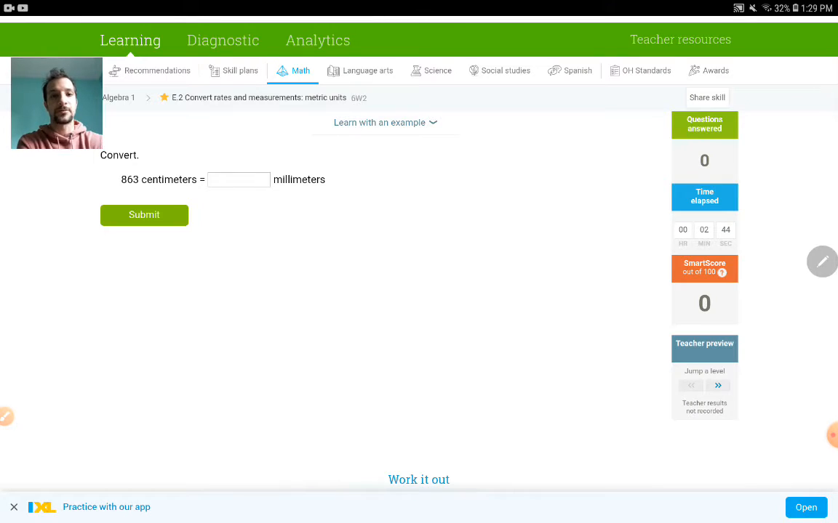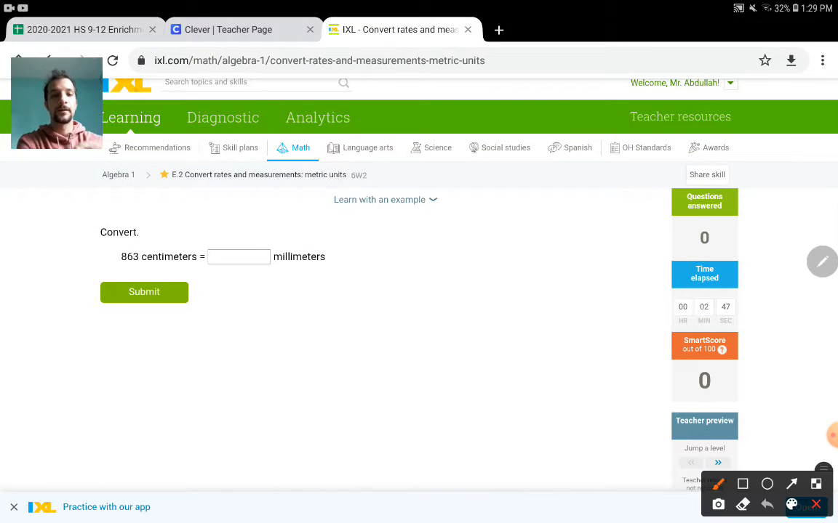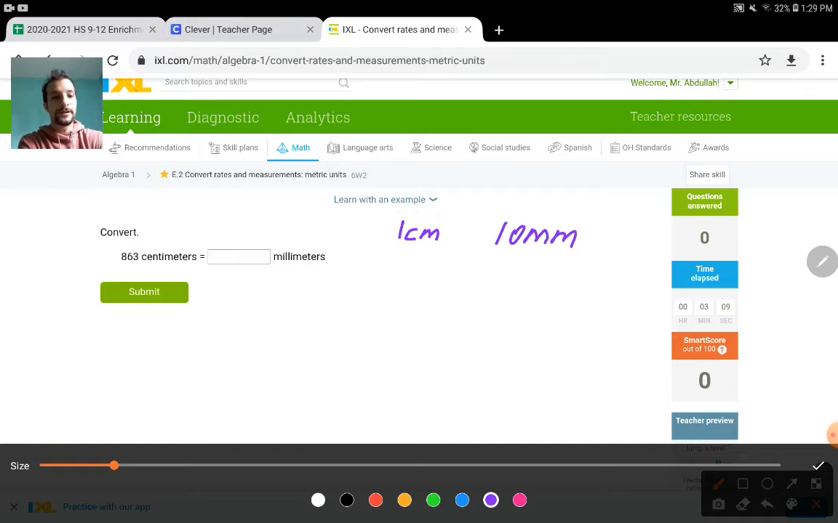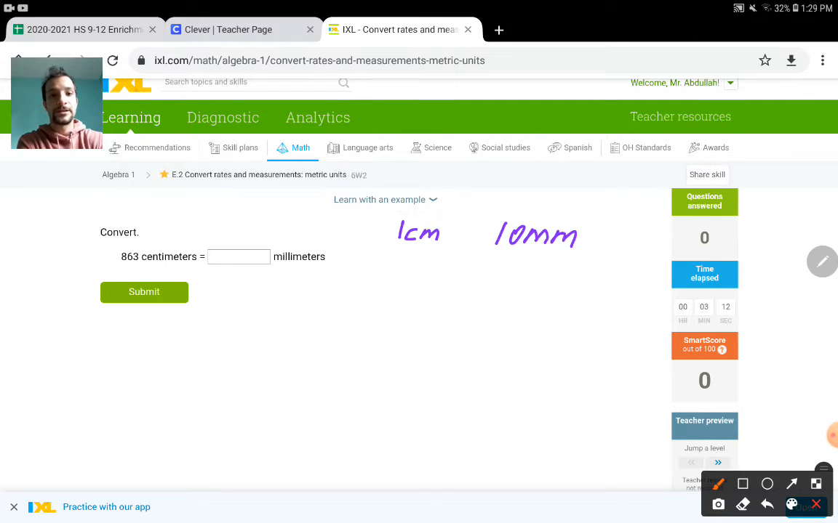Now let's get back to our practice question. Centimeters to millimeters. If you Google this, 1 centimeter equals 10 millimeters. Once you have that conversion formula, all you have to do is bring down the given numbers and units. So this is what you have: 863 centimeters. As you see, this time the numbers are aligned on the left side, and we are trying to figure out how many millimeters the answer is going to be.